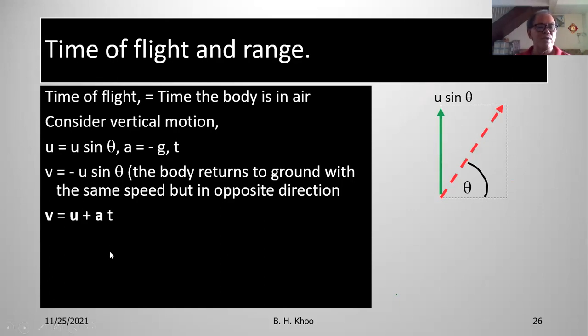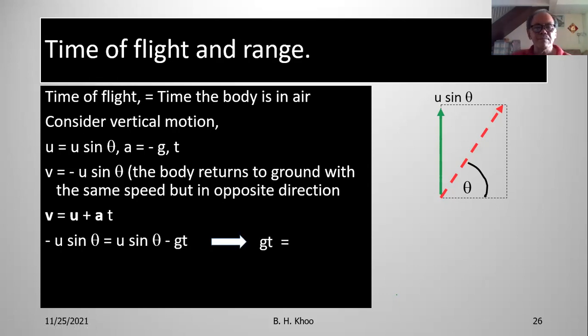Choose the right equation. All this is given. So the right equation is v equals u plus at. Put in your values. V is just that. U is just that. A is minus g and t. Take this one across there, this one across.